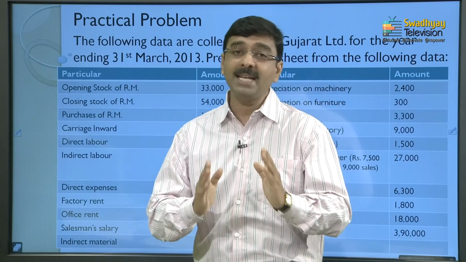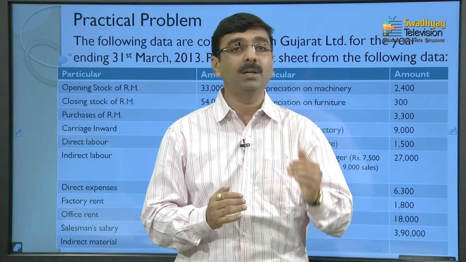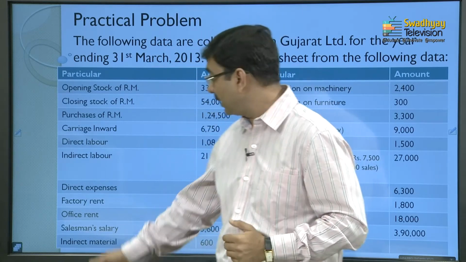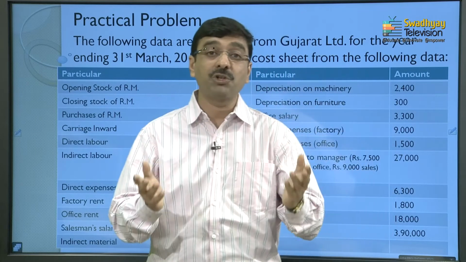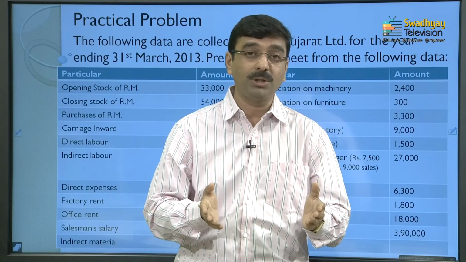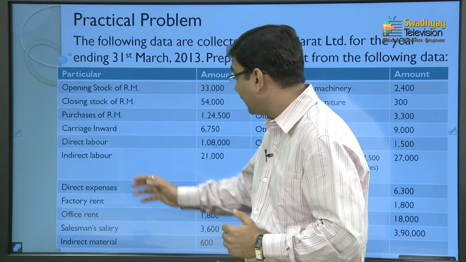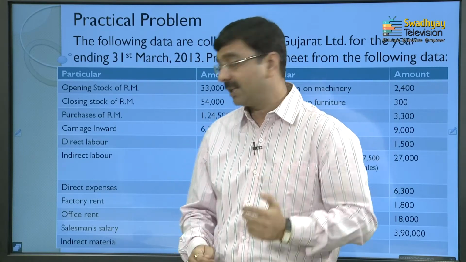Indirect labor, any type of indirect expenditure, may be factory overheads, admin overheads, or selling and distribution overheads. This would be recorded as per the instruction if it is given in the question, or if it is not given, it would be recorded under the factory overheads. Direct expenses are recorded under the direct expenses head.